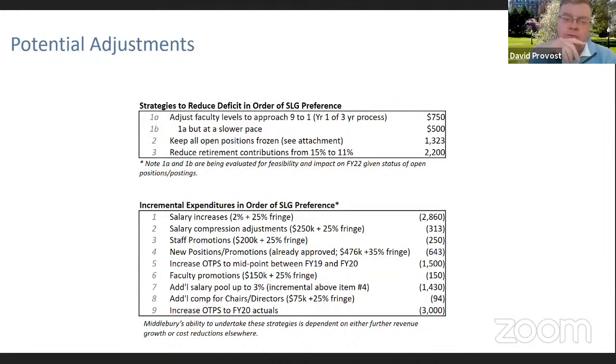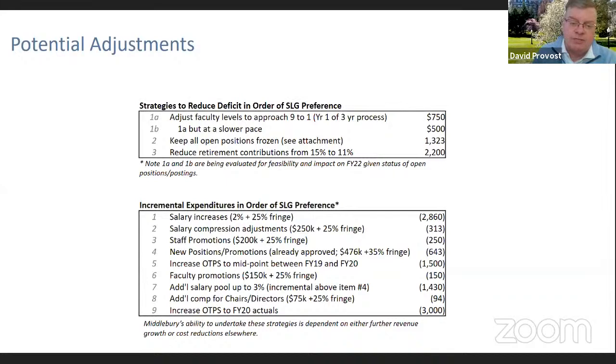The second one was if we kept all positions that were frozen, that could save $1.3 million. And if we were to reduce the highest contribution in the retirement plans from 15 to 11, you remember anyone that was here before 2017 and is 45 and older at the college is eligible for that amount. If we were to move everyone to the high watermark of all other employees of the 11%, that would save 2.2 million. That was prioritized as the least favorite.